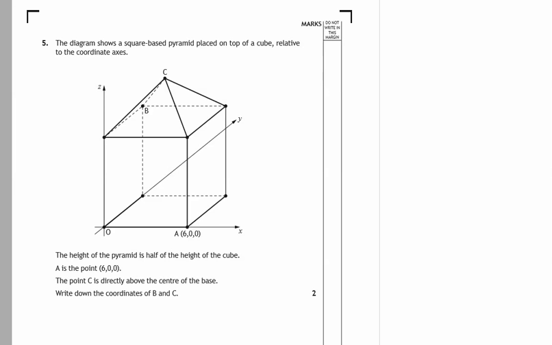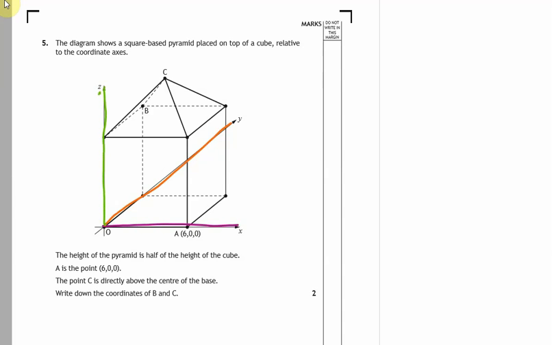Question 5. The diagram shows a square-based pyramid placed on top of a cube relative to the coordinate axes. Okay, so let's just highlight our axes, shall we? So there's our x-axis along here, and in orange I'll show the y-axis, and in green we'll do the z-axis.